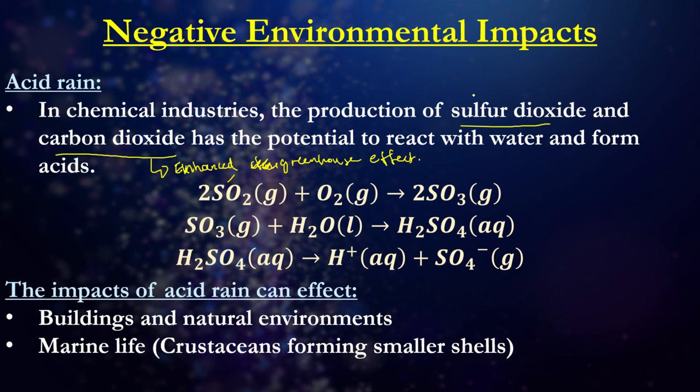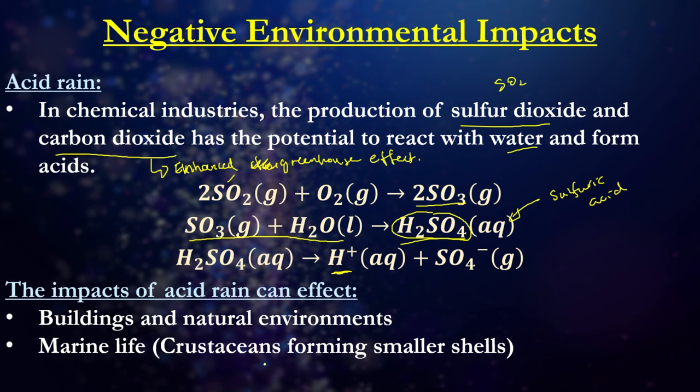But if these two were to react with water in our atmosphere, it can actually create acids. So if we're not careful, or if we have a really high quantity of sulfur dioxide, it can react with the water in the air, making sulfur trioxide. The sulfur trioxide then reacts with water to make sulfuric acid, and then obviously that acid, the release of the proton, will react with a lot of different buildings, natural environments, and it can be quite harmful to marine life.